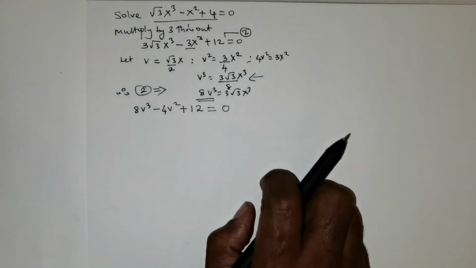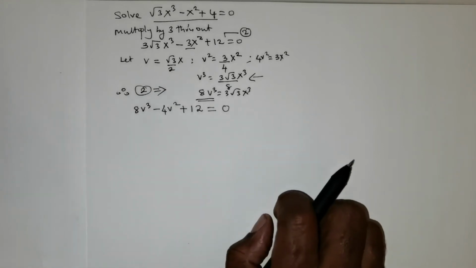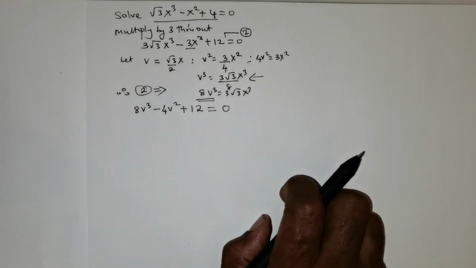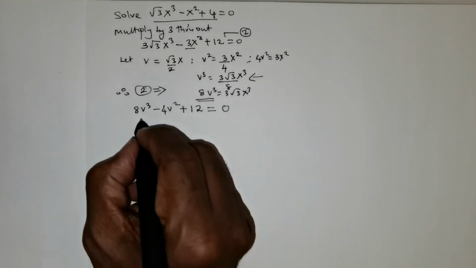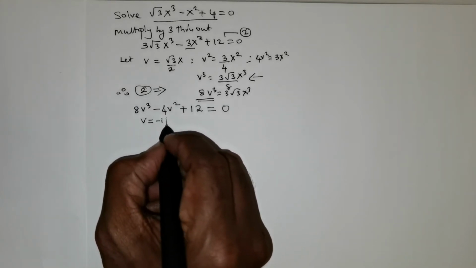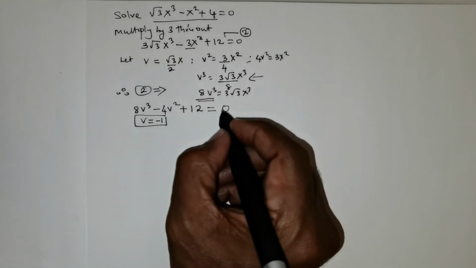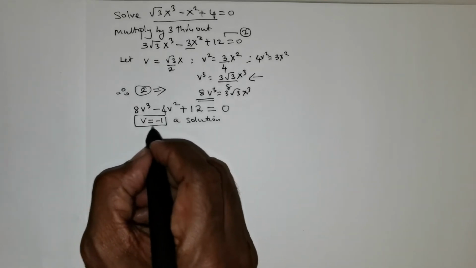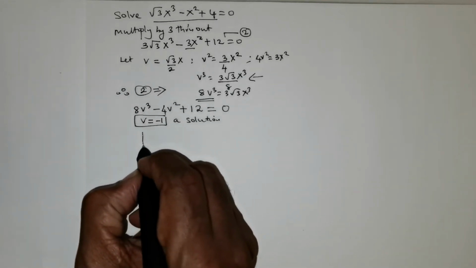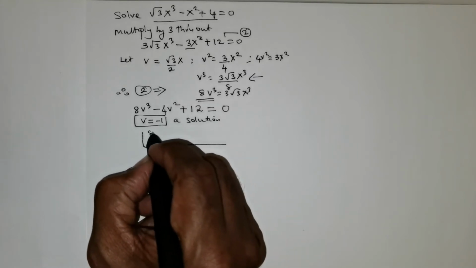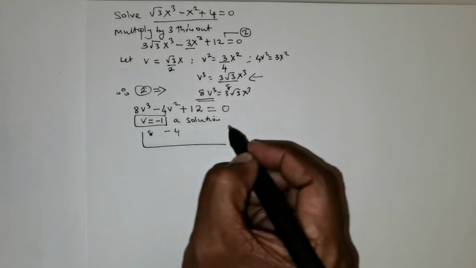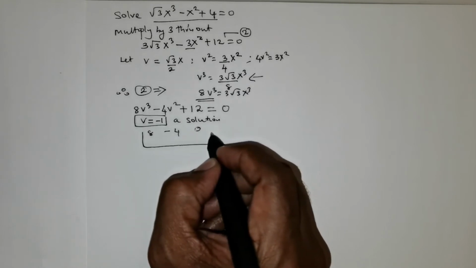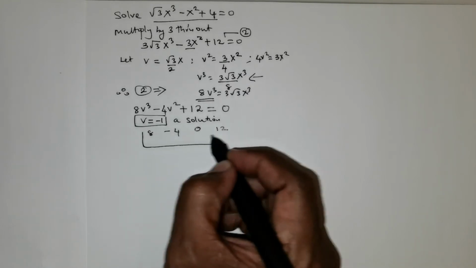Now clearly, if you were to add up the odd coefficients and compare it with the even coefficients, you would see that they would be equal. So that would mean I can substitute v to be negative 1, and that would be a solution. So since v is equal to negative 1 as a solution, I'm going to be using synthetic division. So this is going to be 8, negative 4, and I don't have a v term, so it's going to be 0 and then positive 12.